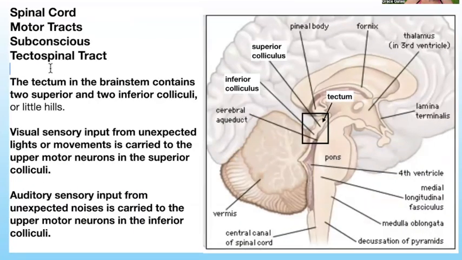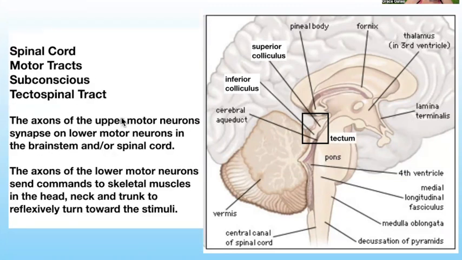Okay, now the tectospinal tract. The tectum in the brainstem contains two superior and two inferior colliculi, or little hills. Visual sensory input from unexpected lights or movements is carried to the upper motor neurons in the superior colliculi. Auditory sensory input from unexpected noises is carried to the upper motor neurons in the inferior colliculi. So visual input goes to the superior colliculi and auditory input goes to the inferior colliculi.